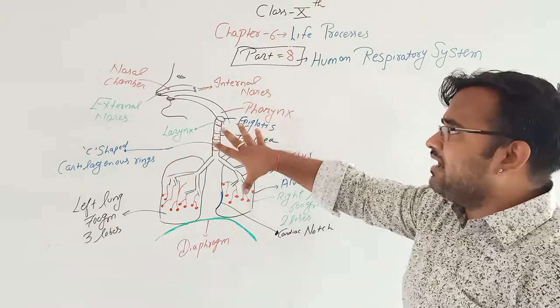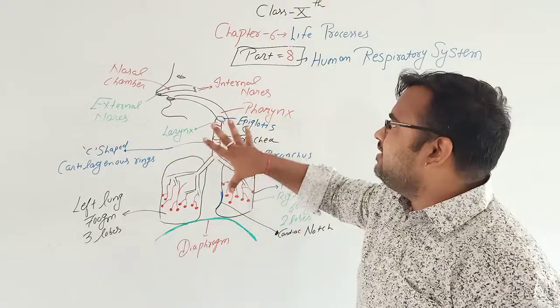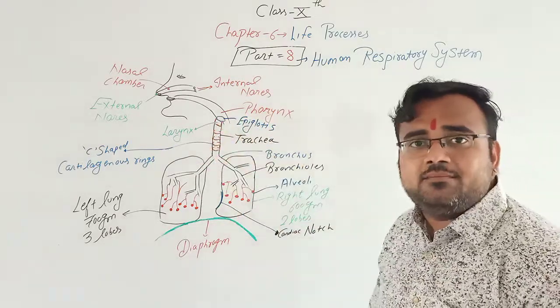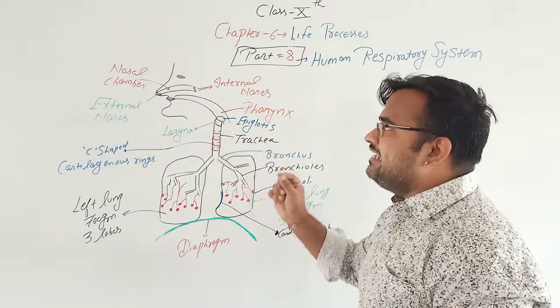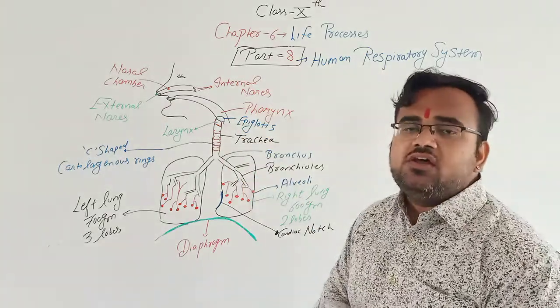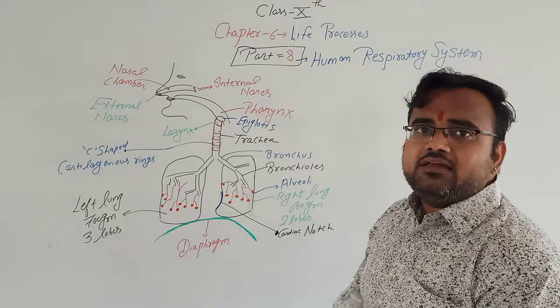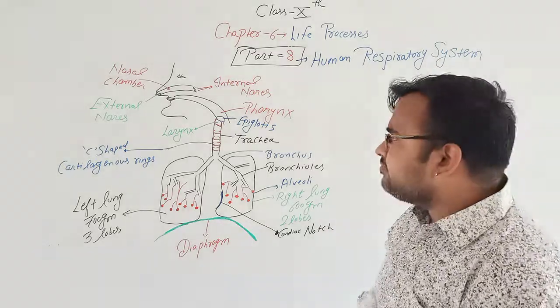Now see, this is the diagram. As you can see on the board, this is the diagram of the human respiratory system. One by one I will explain each and every part with its function. So listen carefully and pay attention.